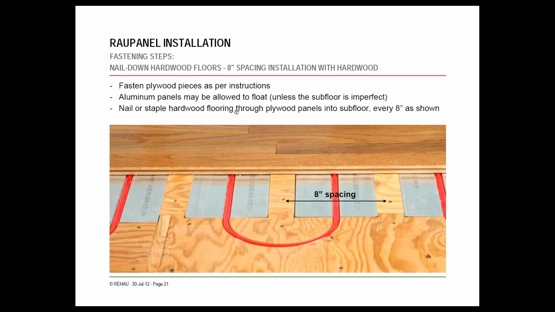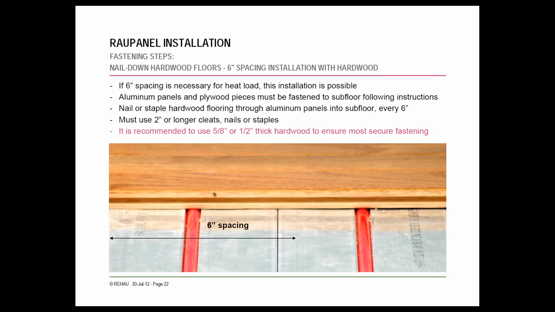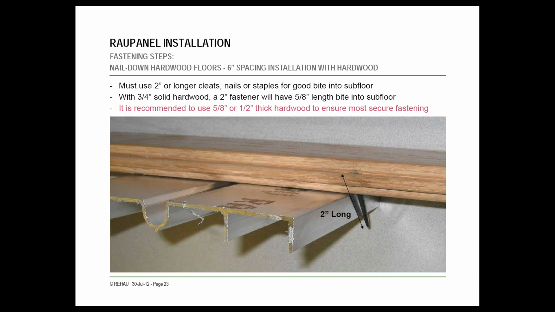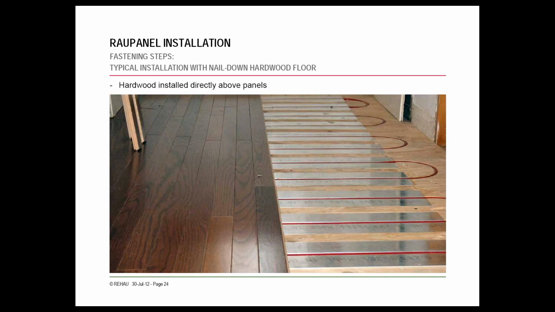So with a nail down plywood or wood flooring, you definitely need to do 8-foot spacing so that you have a place to nail the wood floor. Otherwise, you're going to be dealing with going through aluminum panels, which would not work very well. Again, you can do the 6-inch spacing if you want, but you're going to need to deal with the aluminum panels there. If you're using a floating floor, that would not be an issue. Make sure you're going through both to get into the subfloor.